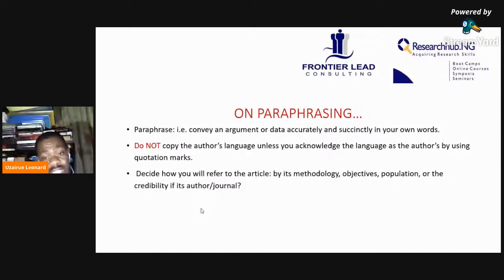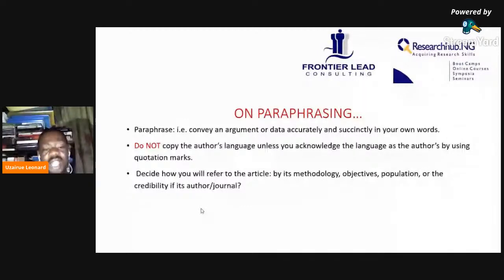that can adequately represent that same statement without distorting or misrepresenting the initial idea of that particular author. Now, do not copy the author's language unless you acknowledge the language as the author's by using a quotation mark. Now, this is where plagiarism comes in.